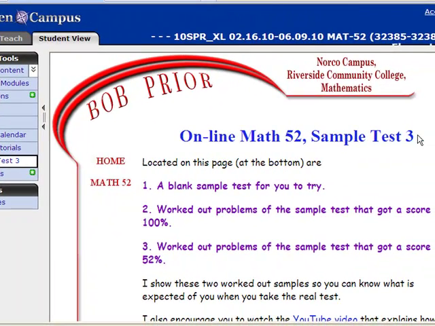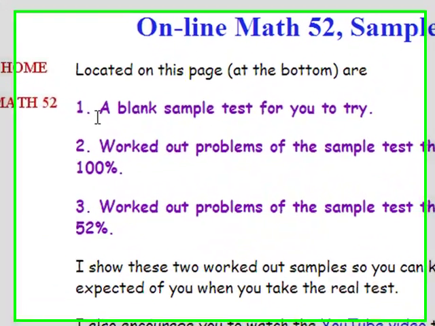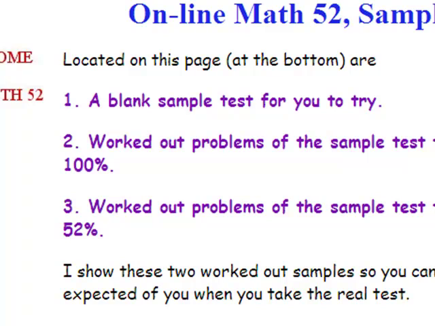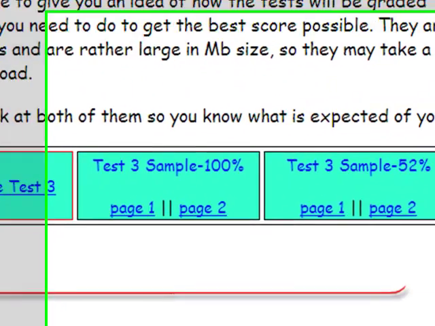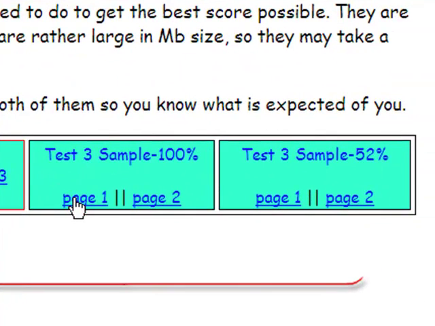Here we are, Online Math 52 Sample Test 3. So at the bottom of this page, we can find a blank sample test. In fact, you can try that right down here. You can click on the blank sample test. You might want to do this now and go to the test and print it out and try it before you continue on with this video. Note where you leave off, how much time is into the video, and then come back and scroll to that time, and then you can join me and see how a 100% test would look and a 52% test would look.